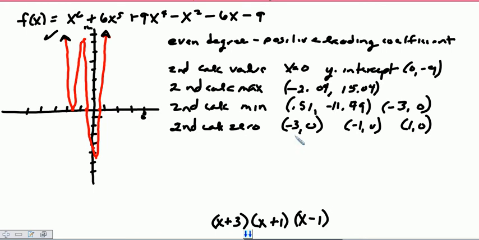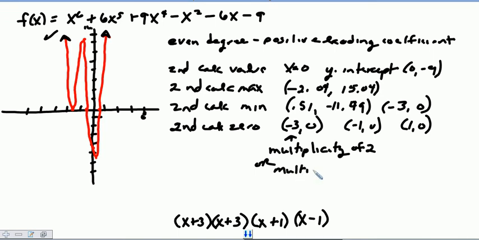I also know that this particular 0 has an even multiplicity, which means I have another x plus 3. So either this particular factor has a multiplicity of 2 or it has a multiplicity of 4. How do I know that? I know that because the degree of my function is 6. So I ought to have 6 zeros or 6 factors. Well, I've only got 4 here.